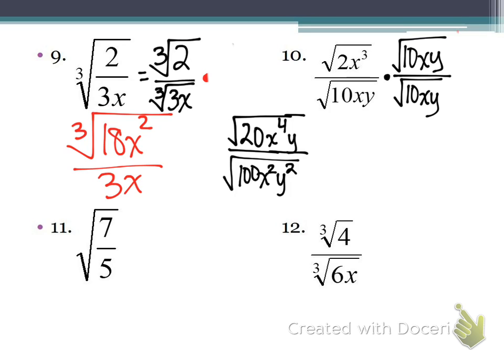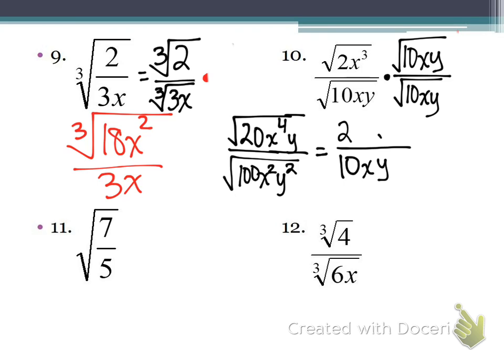The bottom is going to be the easier one to simplify. What's the square root of 100? Square root of x squared. Square root of y squared. Okay, in the top, we have to simplify the square root of 20. Does anybody know what it will be?